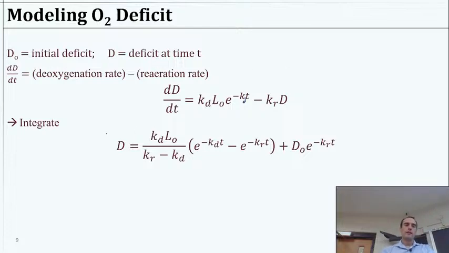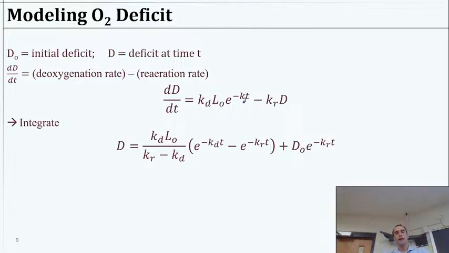So that will be given to you on your formula sheet. The task will be to recognize what's KR, what's KD, how do we get these pieces, right? And how would we define the initial deficit? Things like that. How do we define the initial L naught? And those are going to be typically from the problem. We'll start there on some practice in a little bit. Okay, so that's the integration.